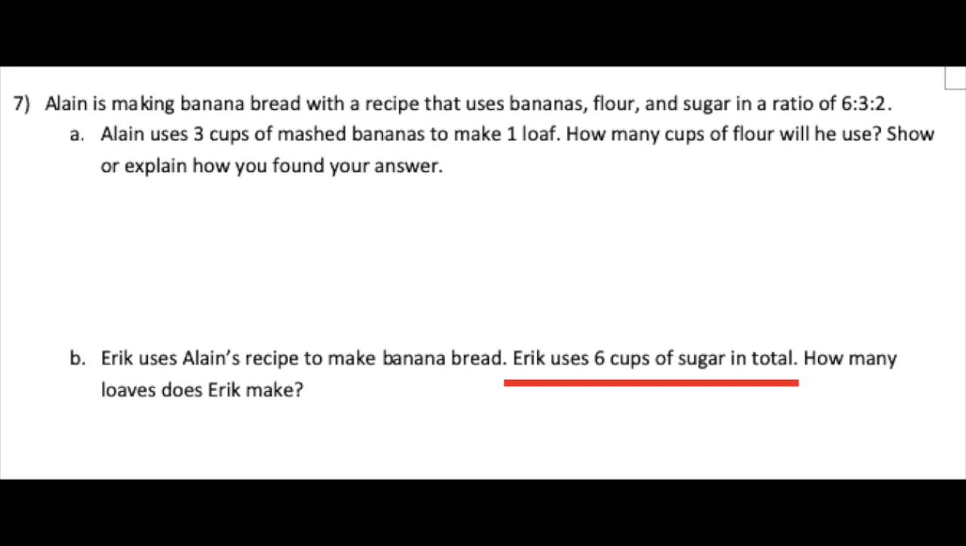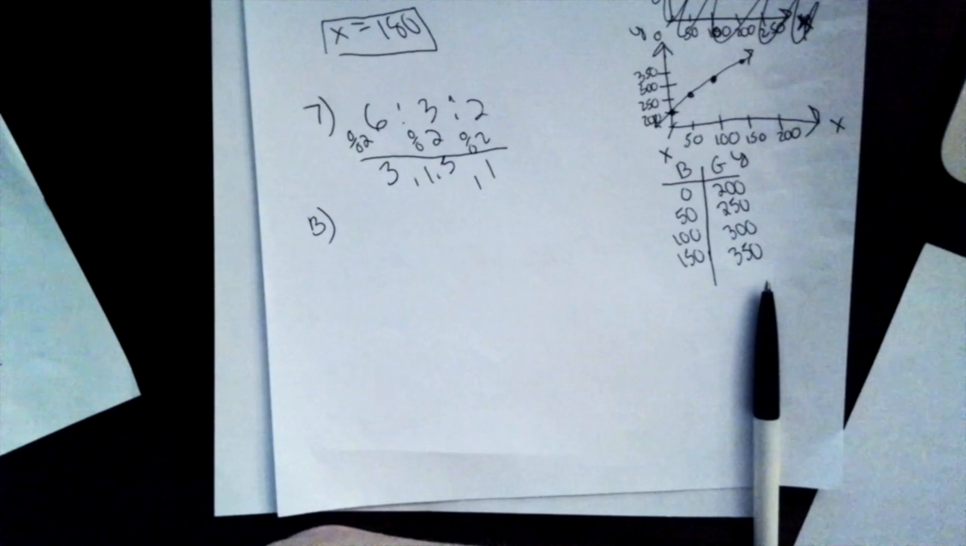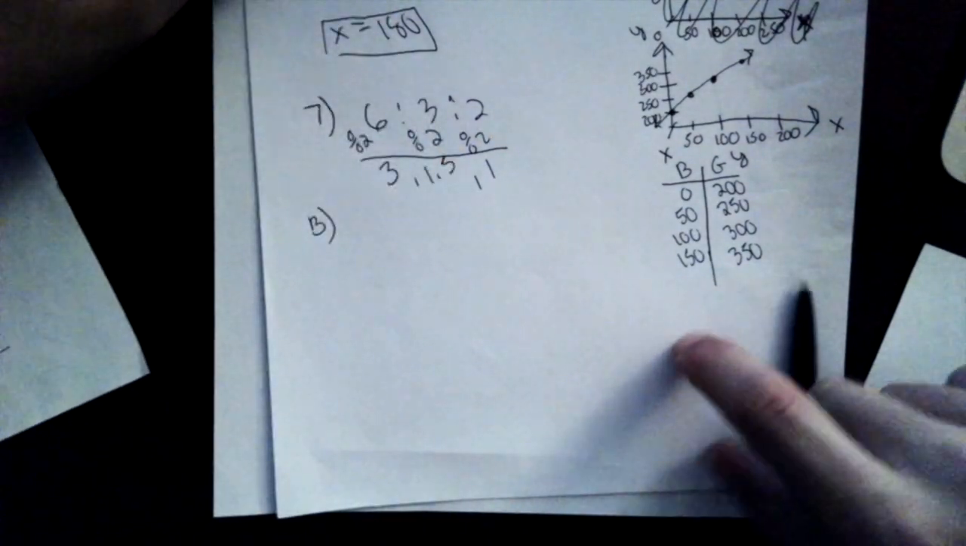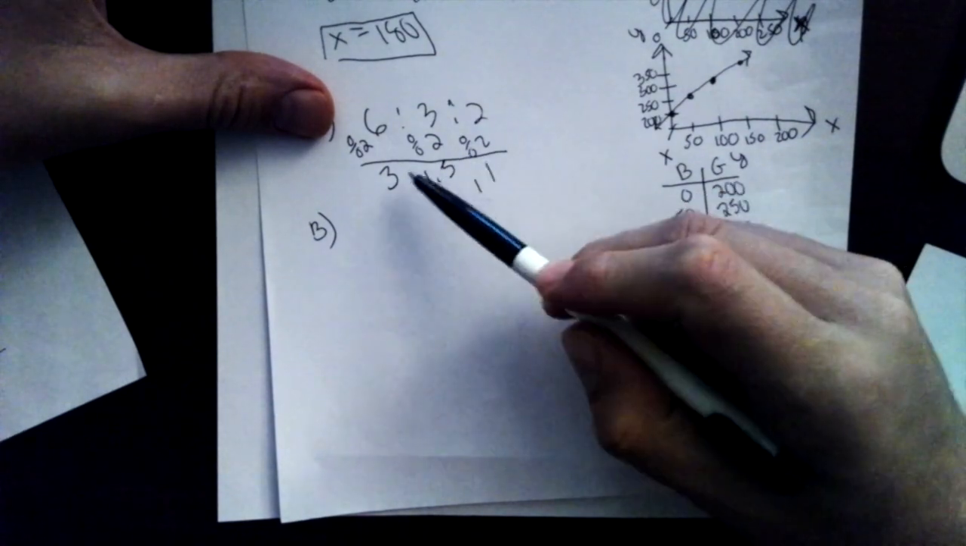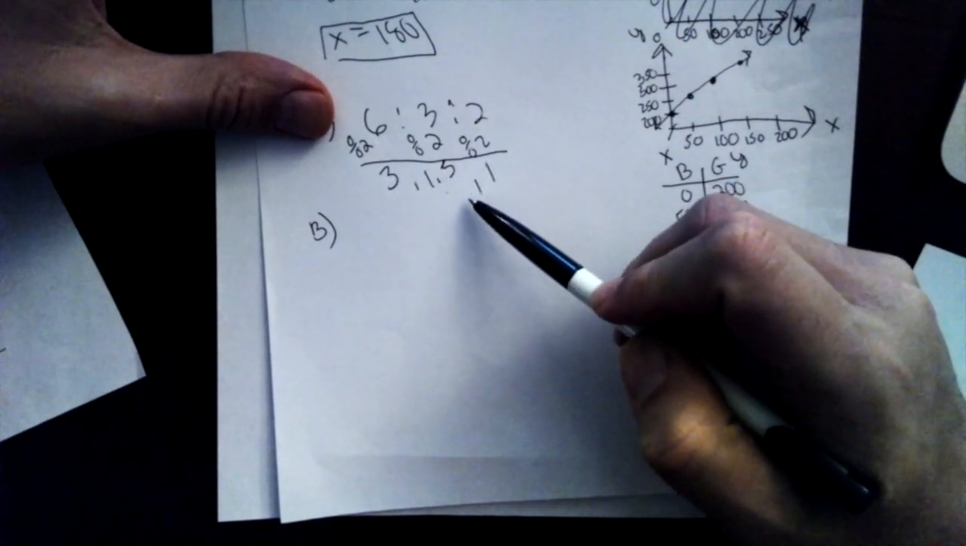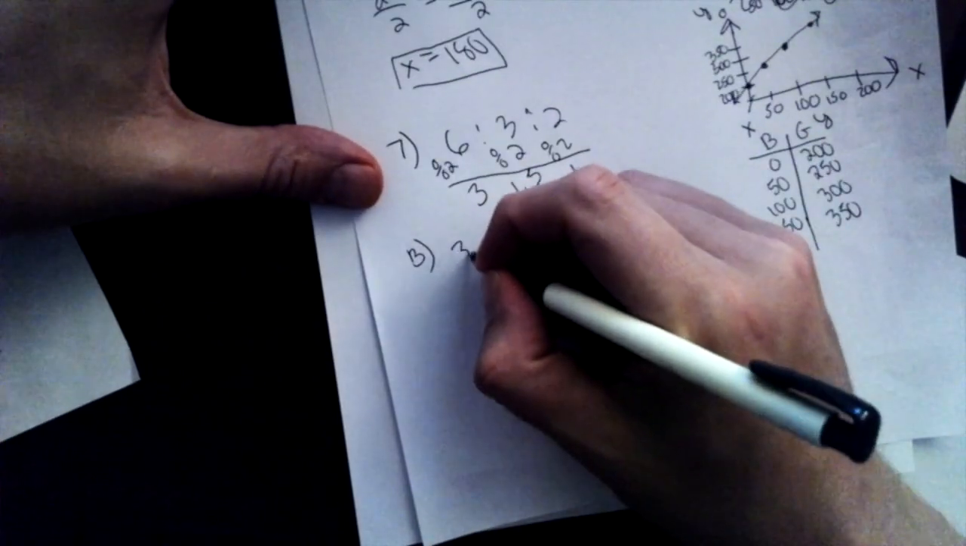Eric uses Alan's recipe to make banana bread. So the same recipe that Alan used for number 7. He uses 6 cups of sugar. So how many loaves does Eric make? So we know the ratio for Alan's recipe is 3 to 1.5 to 1. So bananas to flour to sugar. And he used 6 cups of sugar.